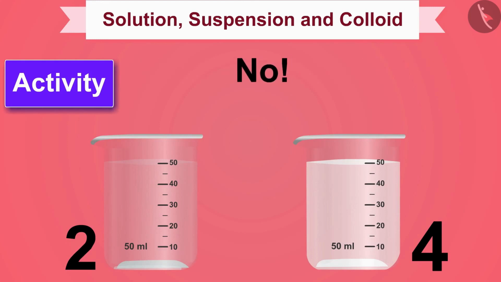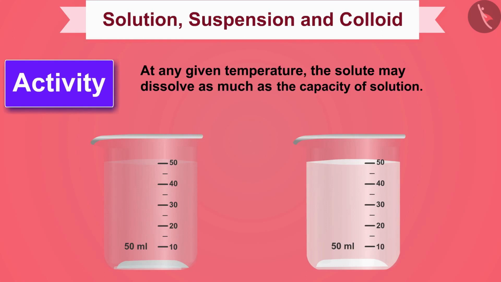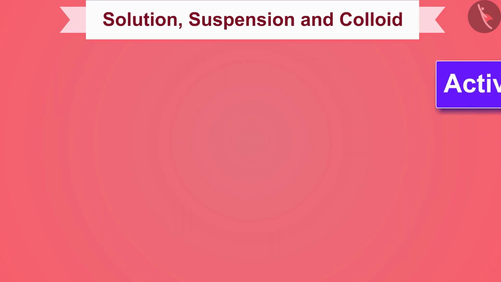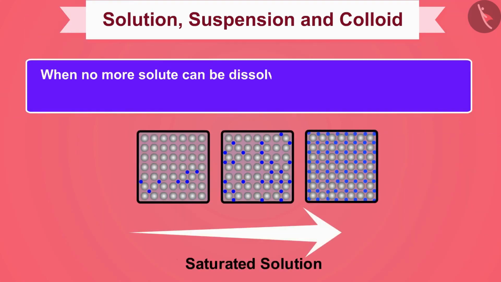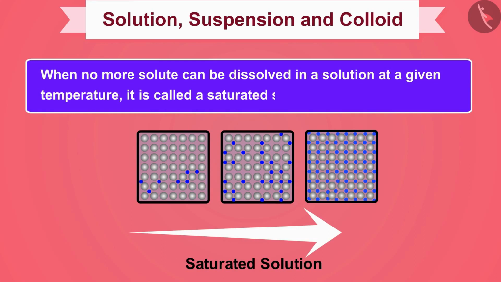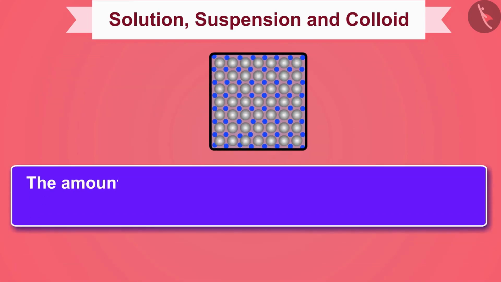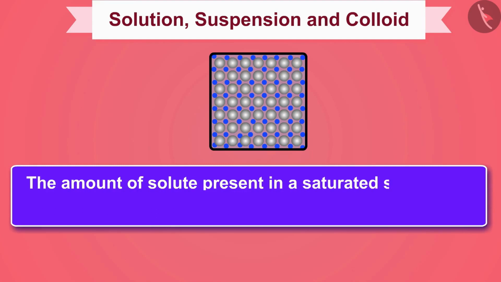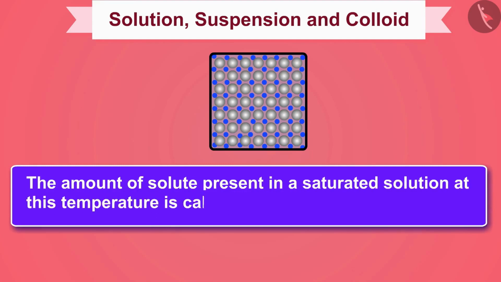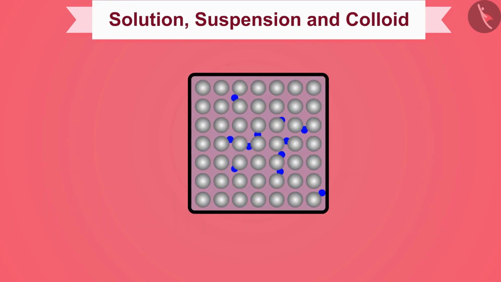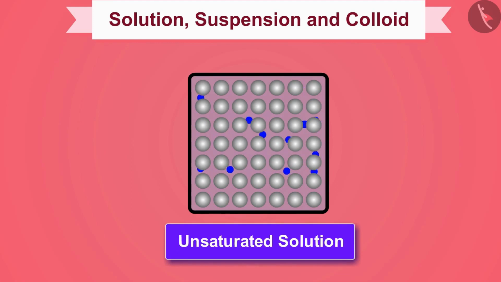No. At any given temperature, the solute may dissolve as much as the capacity of solution. In other words, when no more solute can be dissolved in a solution at a given temperature, it is called a saturated solution. The amount of solute present in a saturated solution at this temperature is called its solubility. If the amount of solute contained in a solution is less than the saturation level, it is called an unsaturated solution.